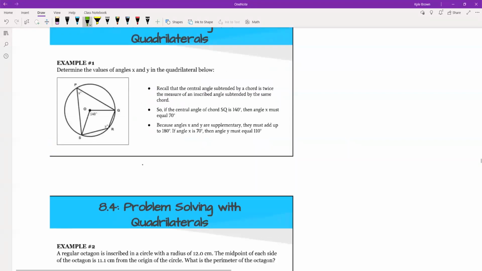So if we had a question like this, right? So it says, determine the values of X and Y in the quadrilateral below. So I see that they're all inscribed in a circle. And okay, we've got like point S, point R, point Q, and point P here. Would all be like my quadrilateral there. They want us to figure out this angle, and then they want us to figure out that angle. Okay, so there's just gonna be two parts in this now.